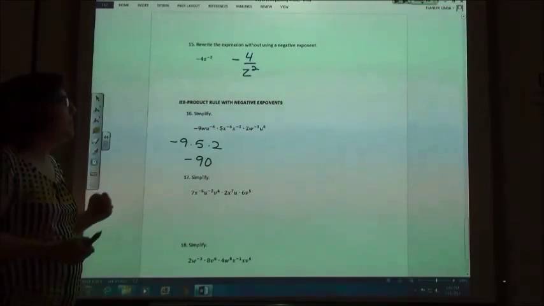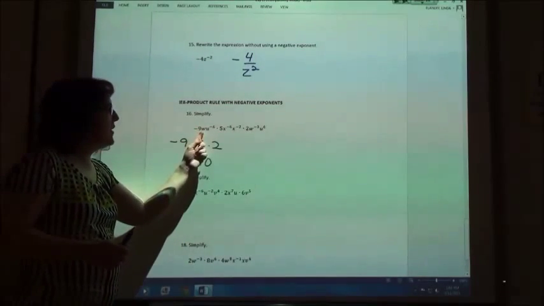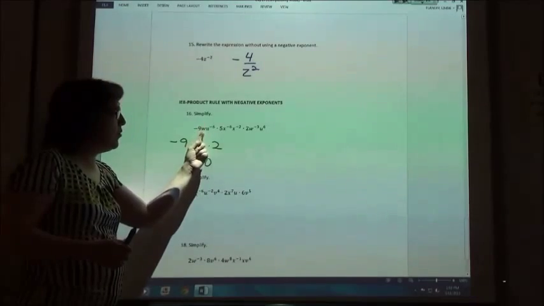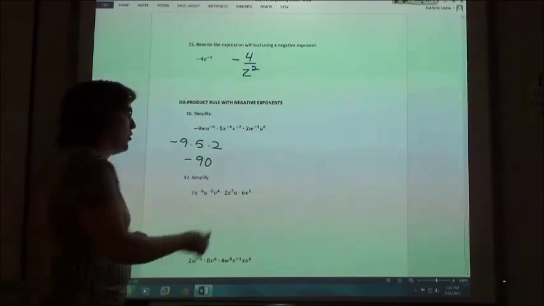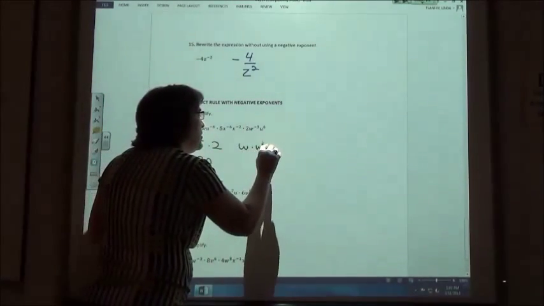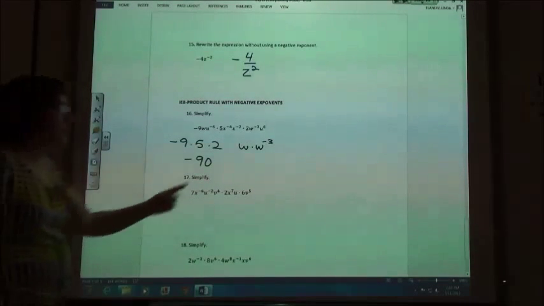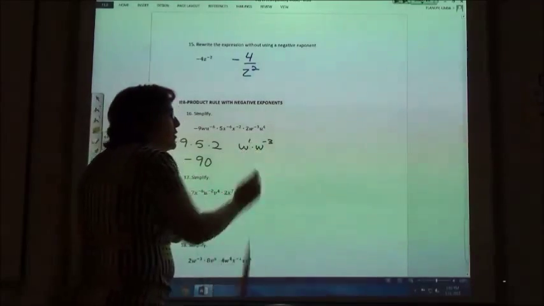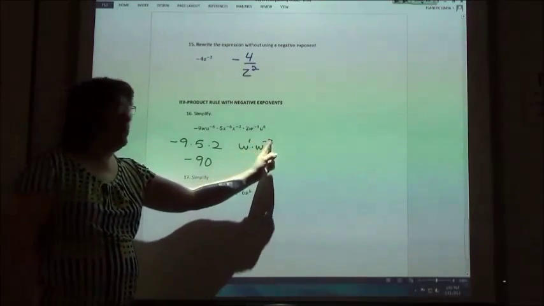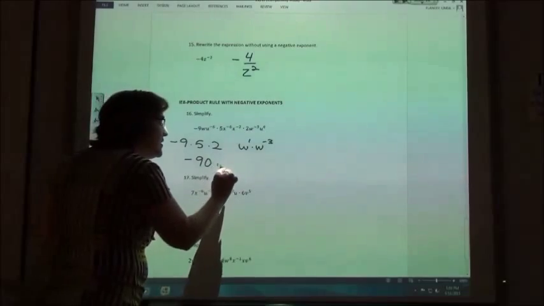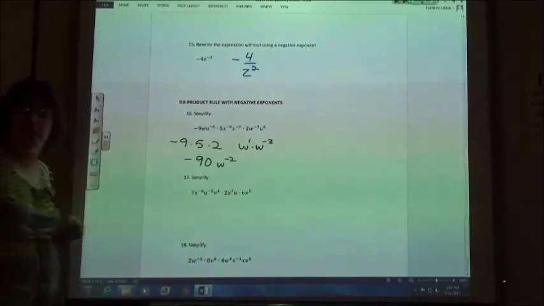Then I'm going to do my like variables. I have a w, that's just a plain w, and I have a w to the negative third. W times w to the negative third. We said on the previous page, when we multiply, we have to add our exponents together. W is w to the first power. 1 minus 3 then would give us w to the negative 2 power.